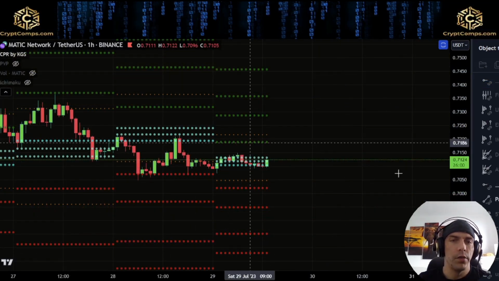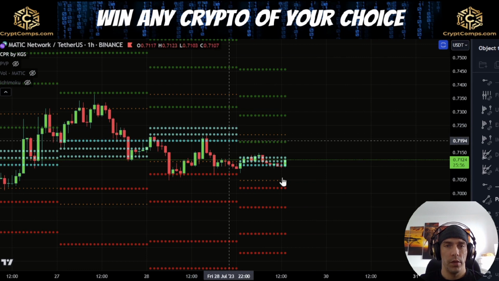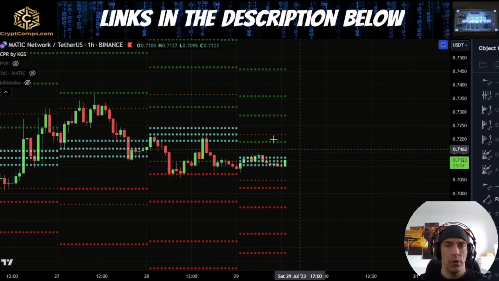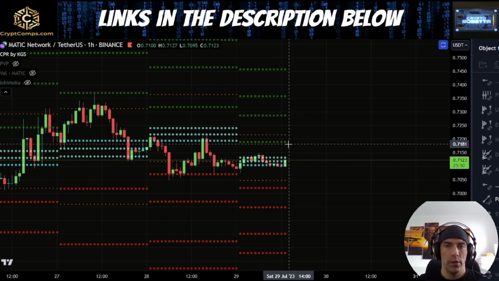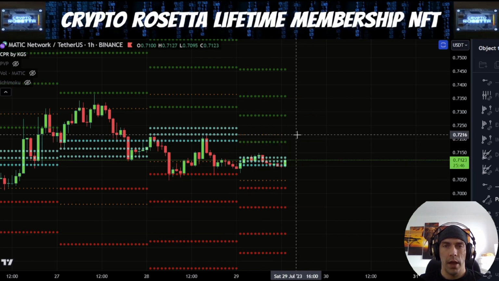Having a look at the daily CPR lines here, what we can see is that we have actually printed a lower CPR line. Now this is indicating initial bearish bias here, but if we do manage to reclaim this, we could actually see price move up back into this area of the 71.87 and this high here of this 72.16.